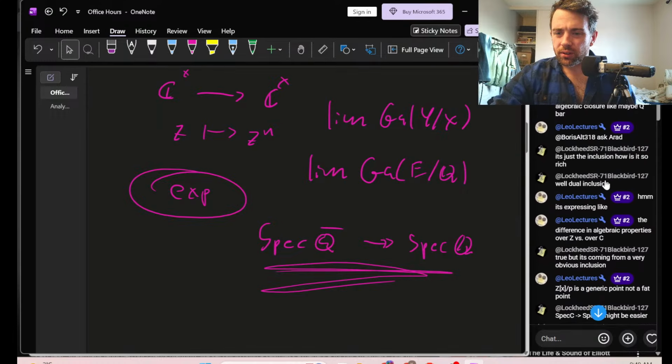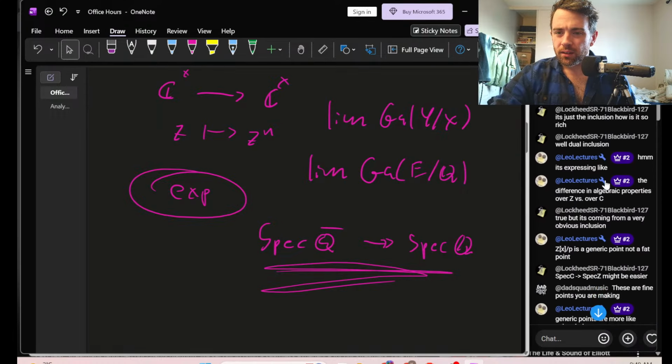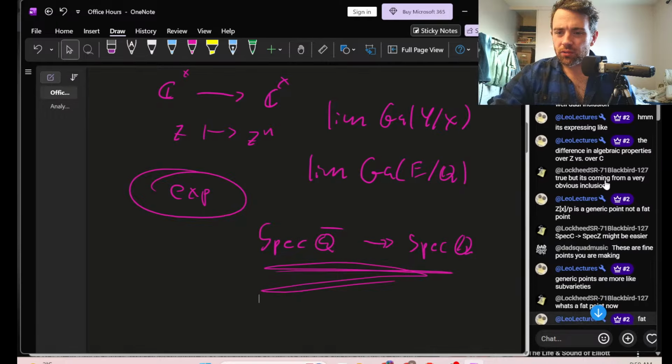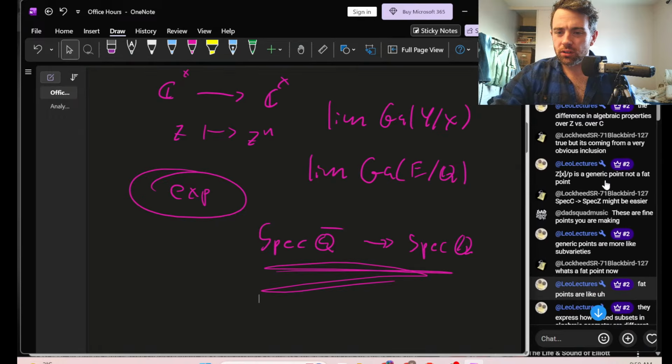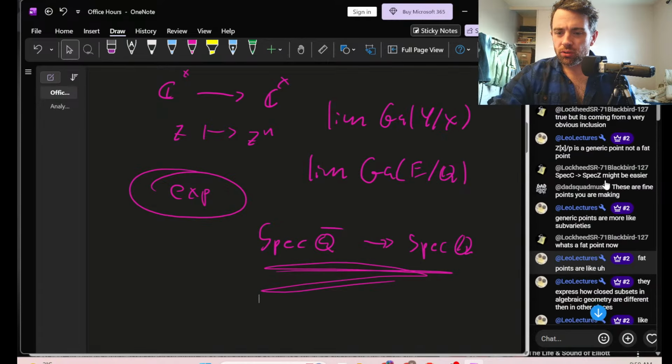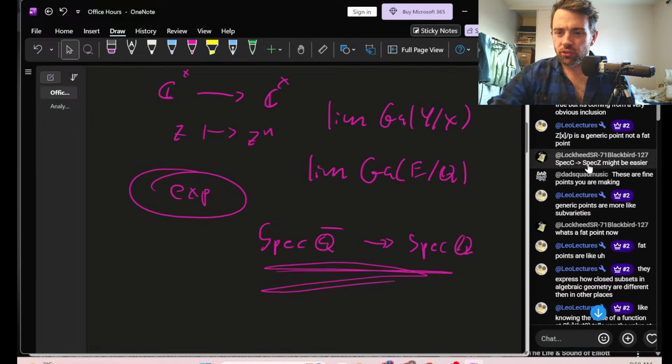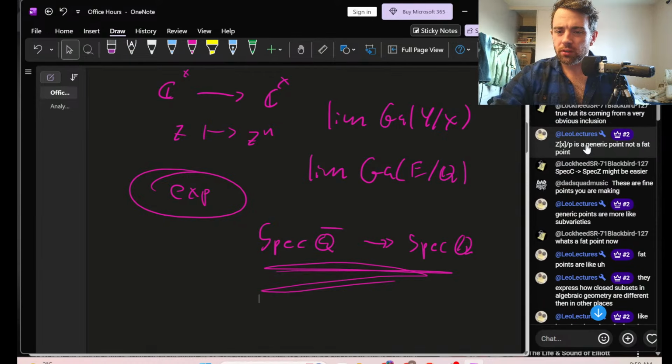Where are we here? Difference in algebraic properties. Spec C to spec Z might be easier. ZX mod P is a generic point, not a fat point. What do you mean by that? It's generic? I don't think that's true. Generic in the sense that if you take the closure, or what? Generic in what sense?